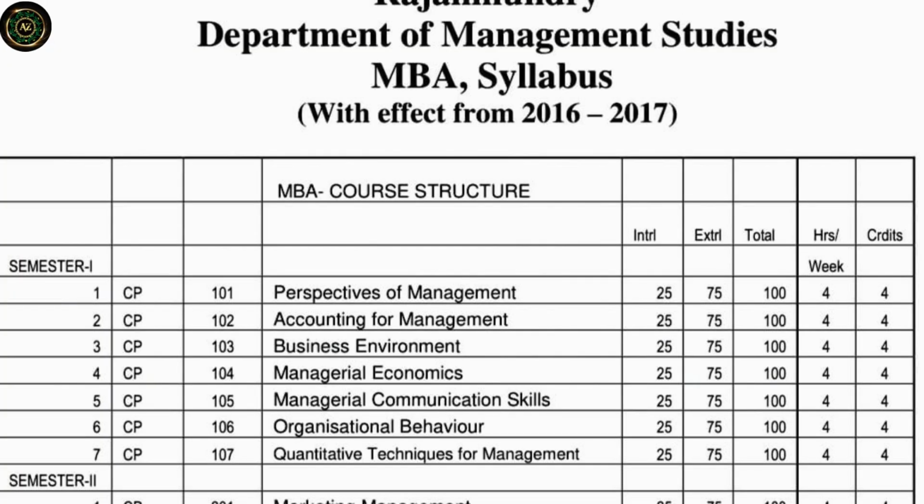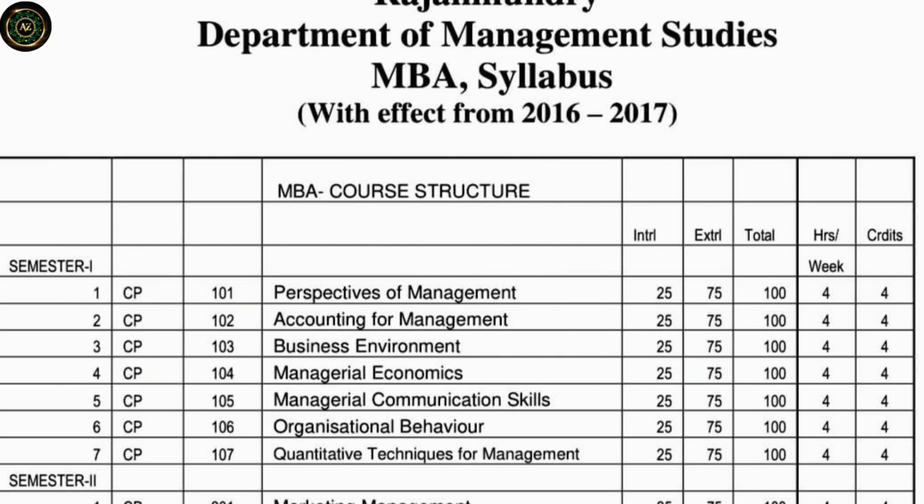Department of Management Studies. MBA Syllabus. Semester 1. MBA course structure. Internal 25, External 75, Total 100. Hours per week 4. Credits 4.